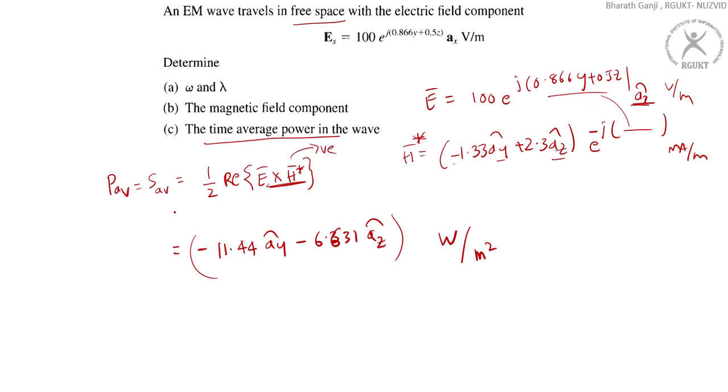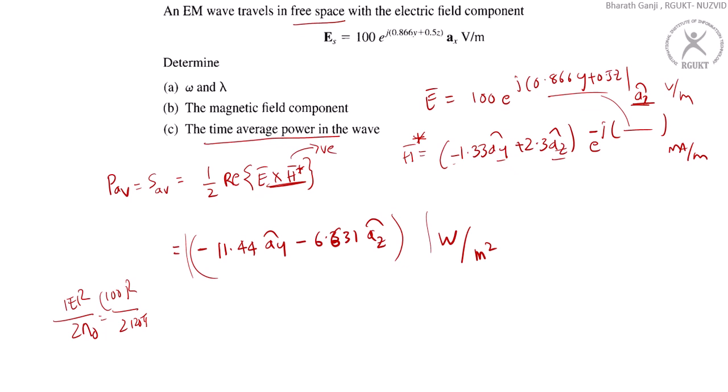Of course, if you take the magnitude of this vector, definitely you'll end up with the value of modulus of electric field square divided by 2 eta naught, which is 100 square divided by 2 times of 120 pi. You can take the magnitude and check it also. But this is your time average Poynting vector. So this is how you solve this problem.